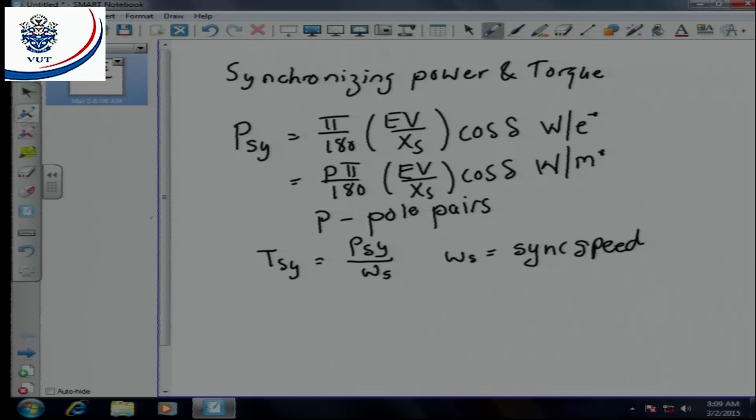If the armature resistance is not neglected, PS is equal to EV over ZS cos (beta plus delta) times d delta, where beta is the internal impedance angle.